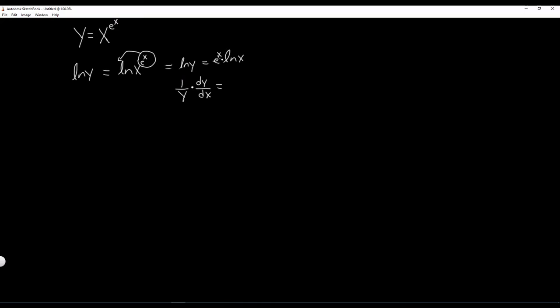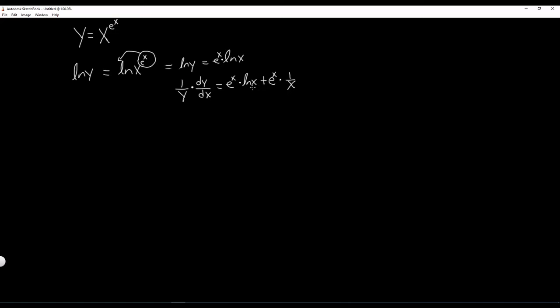And it goes, the derivative of the first, the derivative of e to the x is just e to the x, times the second, the ln of x, plus the first, e to the x, times the derivative of the second. And the derivative of ln of x is just 1 over x.